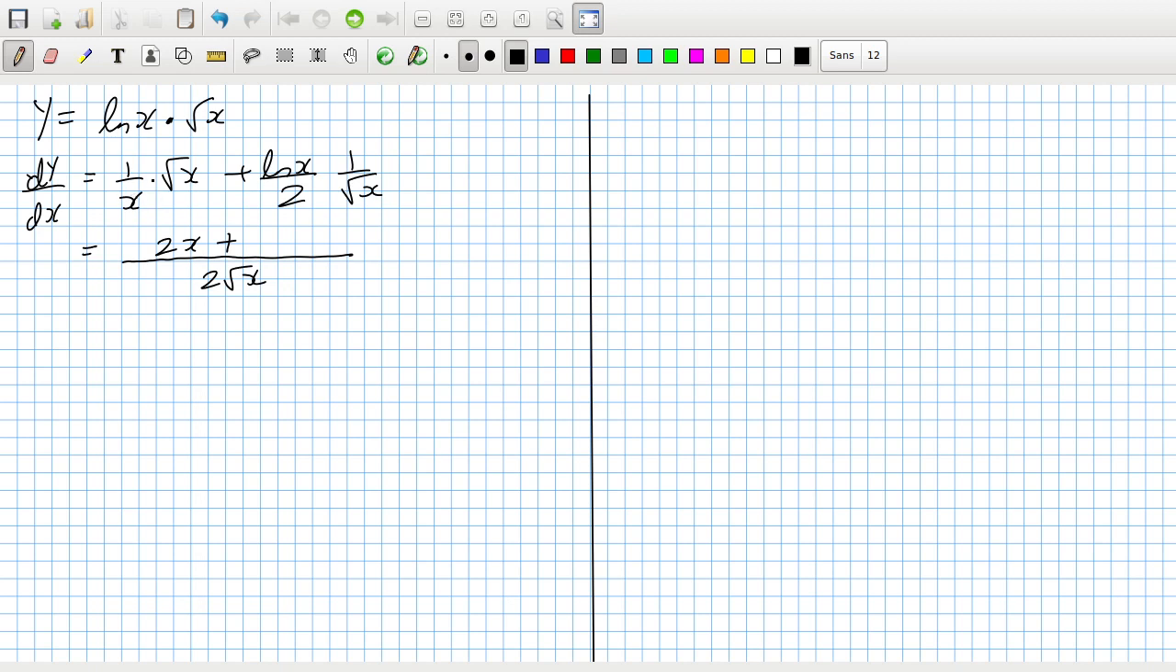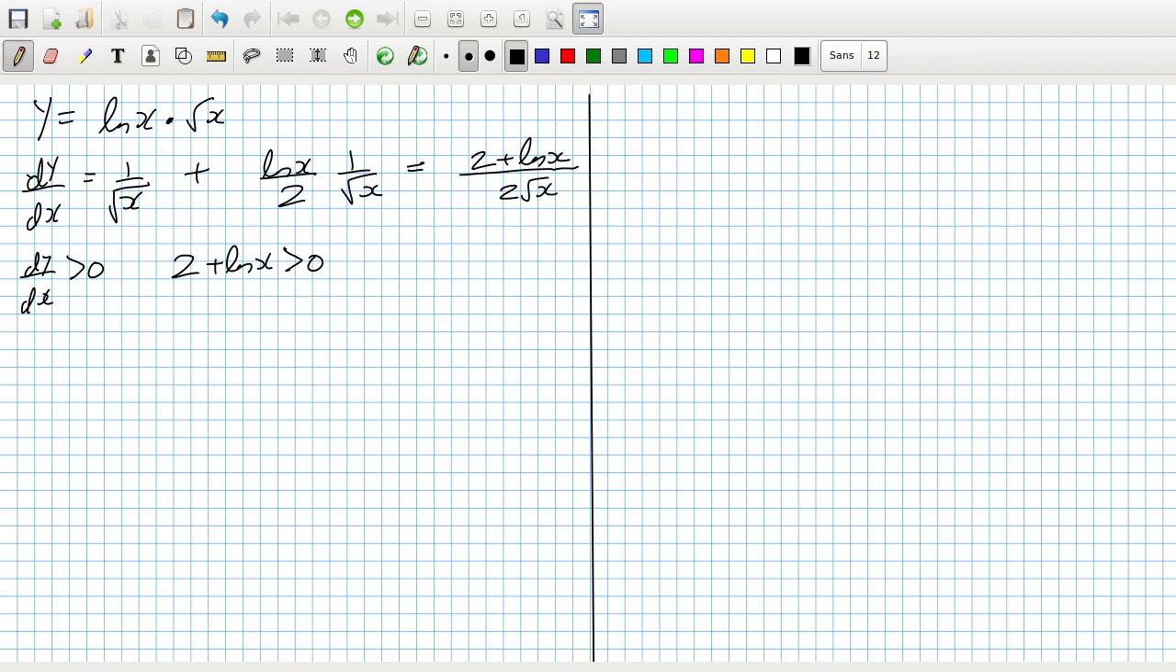Oh, but this simplifies. I should be simplifying first. Because I can change this into 1 over root x. Yeah, okay, so that's a simpler form. This is all over 2 root x, 2 plus log x. Okay, so when is it positive? It's when 2 plus log x is positive.